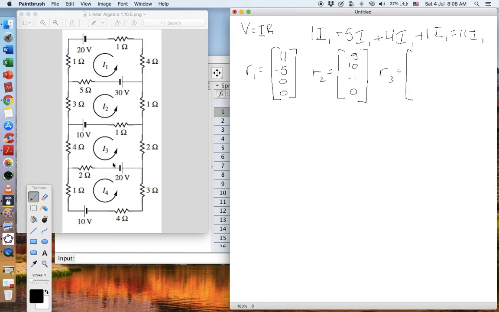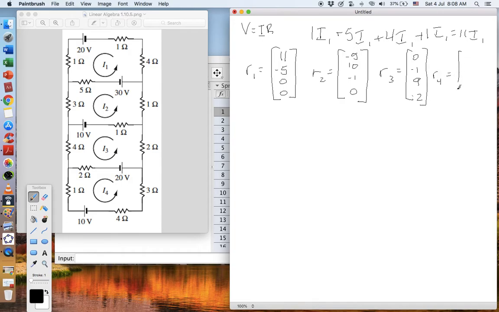Same thing, 4 plus 2 is 6, plus 2 is 8, plus 1 is 9. So for loop 3, we're going to put 9. I3 and I1 are not touching. I3 and I2 share one resistor, so we're going to get a negative 1 there. I3 and I4 share one, so we're going to put a negative 2 here.